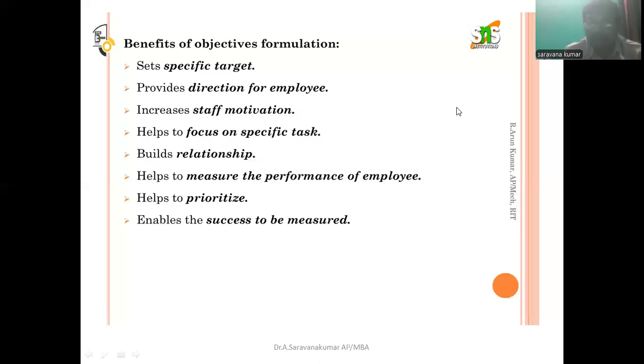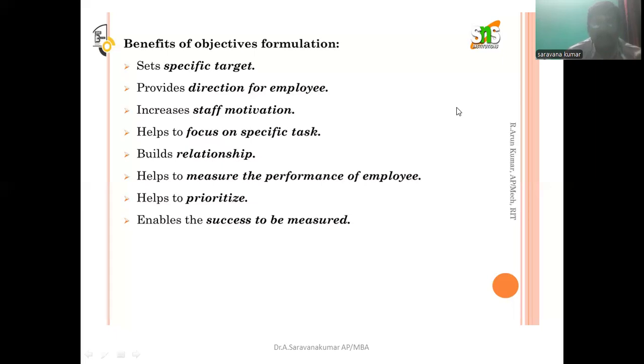Last session we discussed setting objectives and setting guidelines. Now we are going to discuss the benefits of objectives formulation. So what are the advantages? Set specific targets, provide direction for employees, increases staff motivation. So these are the things done in that organization. Definitely the organization will improve.